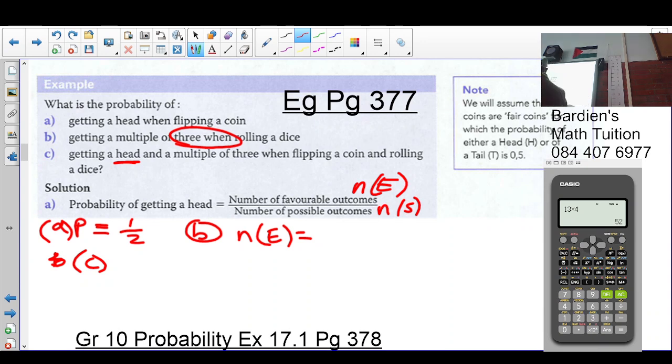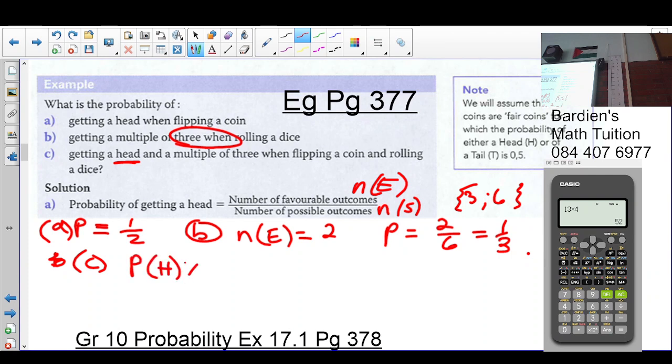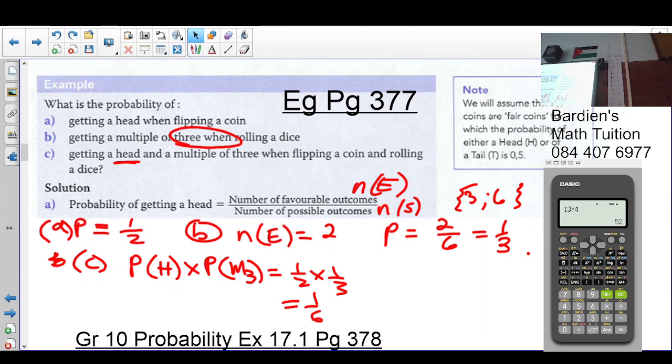Okay, so again, let's list the multiples of 3. 3 and 6, which is 2. So the probability is simply 2 out of 6, which is a third. So the probability of a heads times the probability of a multiple of 3 would simply be a half times a third, which is 1 out of 6. Okay. You guys understand? There are many ways of doing that.